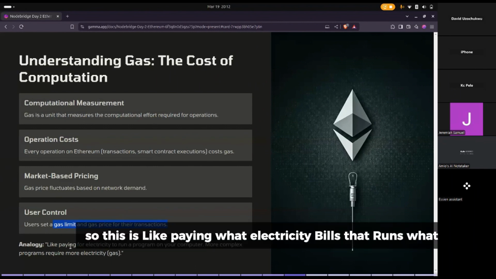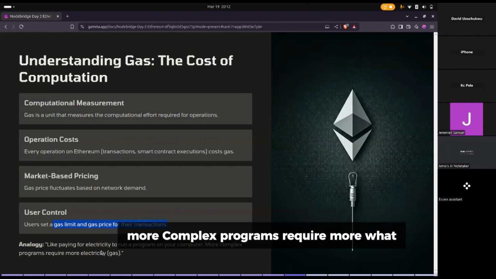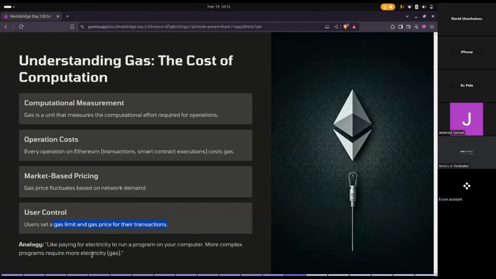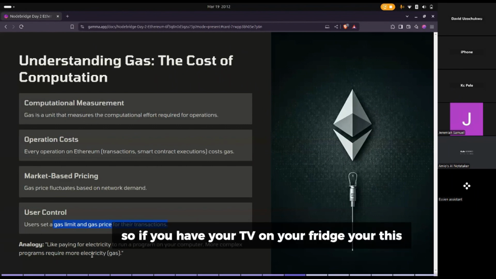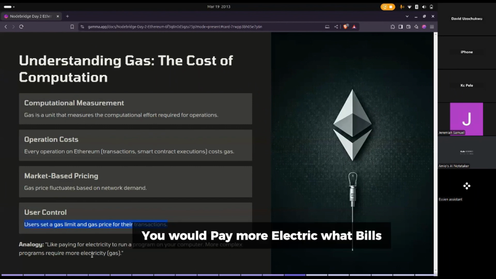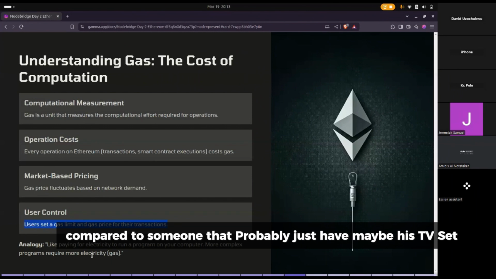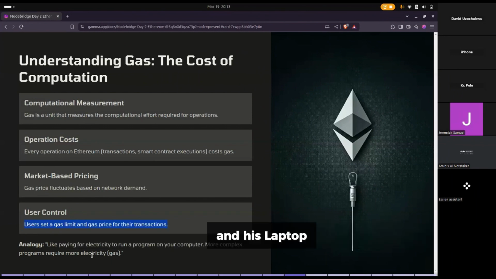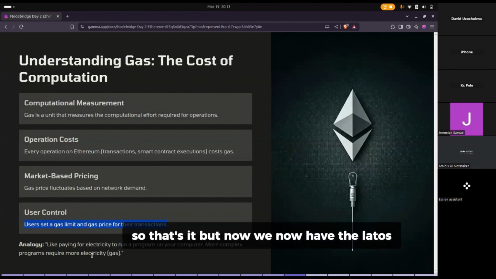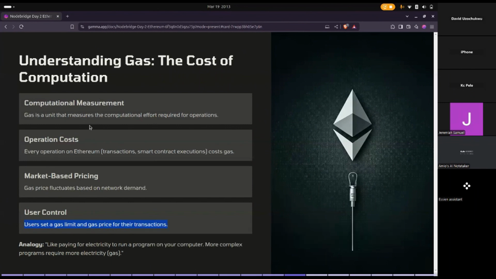So this is like paying the electricity bill for what runs on your computer. More complex programs require more electricity, right? If you have your TV on, your fridge, and so on, you would pay more electric bills compared to someone that probably just has his TV set and his laptop. So that's it. But now we have layer twos which are making it way cheaper. We'll go into that subsequently.